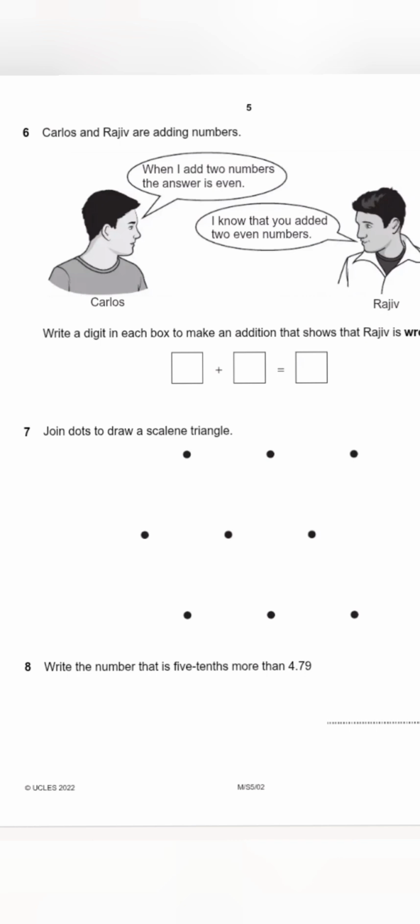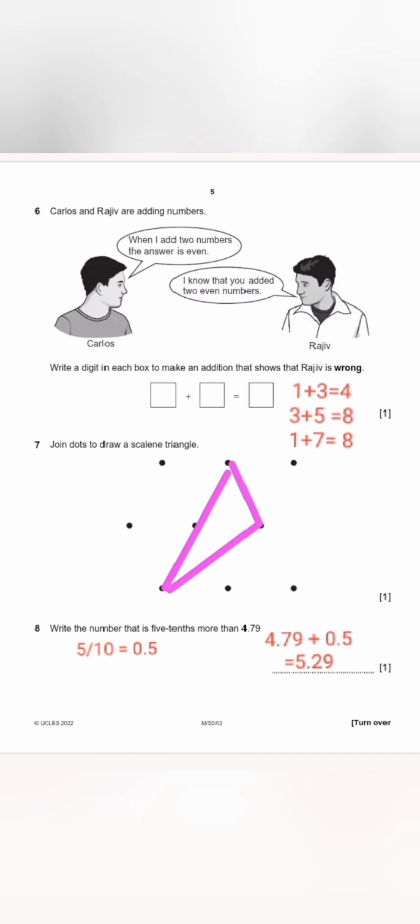The next question is a conversation between two friends. One friend says, I add two numbers and the answer is even. The other one says, I know that you added two even numbers to get an even answer. So we're told to write addition problems indicating that Rajiv is wrong.